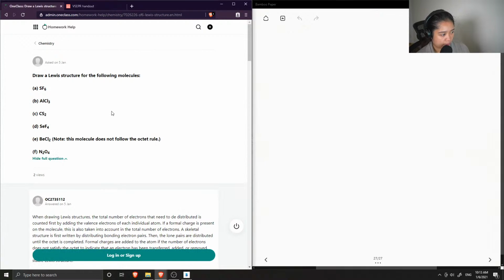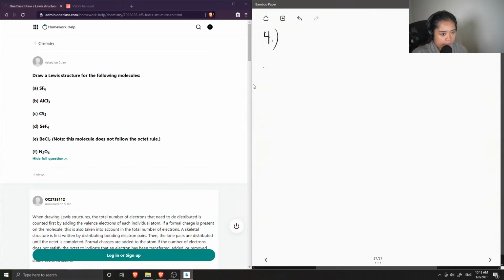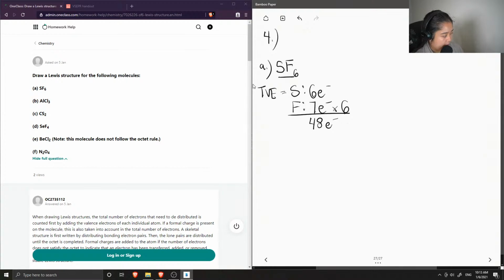Okay, so question number 4 is to just draw Lewis structures for the following molecules. First we have sulfur hexafluoride. Let's calculate the total valence electrons in this molecule. Sulfur has 6 and fluorine has 7, but there are 6 fluorine atoms in total. So if we add it all up, we get a total of 48 valence electrons.